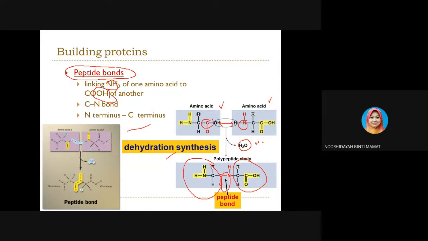And then the C terminus bonds with the N terminus, and they make the peptide bond. So this is what we call the peptide bond. One amino acid combined with another amino acid will become the polypeptide chain. All right.